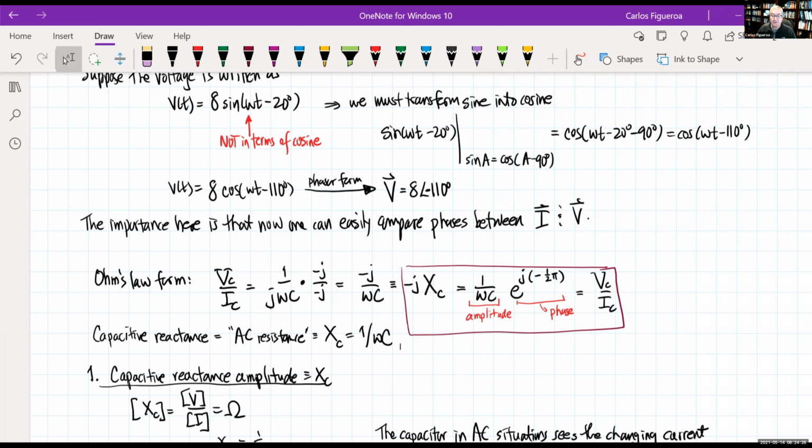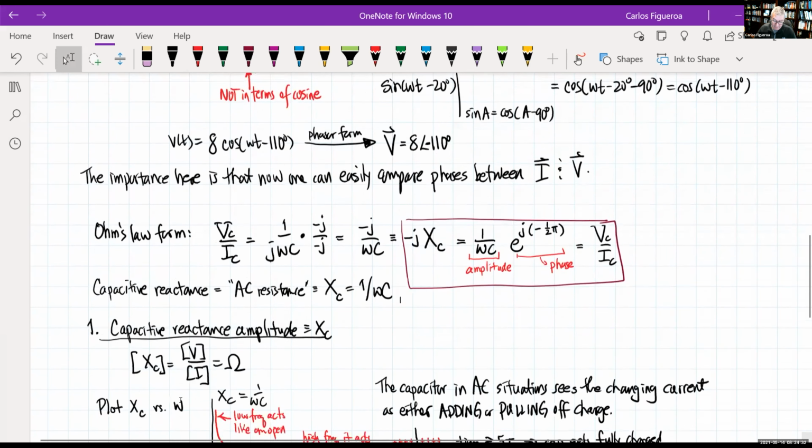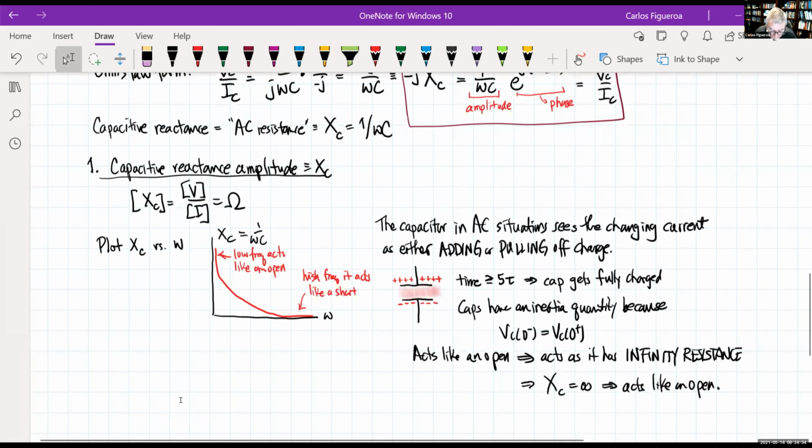One of the things that we really want to think about is what it physically means when I have a capacitive reactance. Well, it has units of ohms, so it acts like a resistor. It's not a resistor, it's a reactance. Resistors don't have frequency dependence. Reactances do.